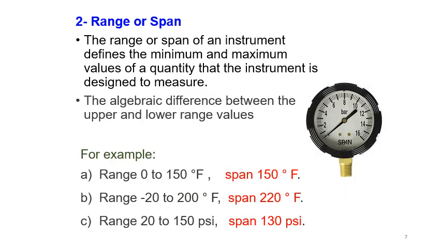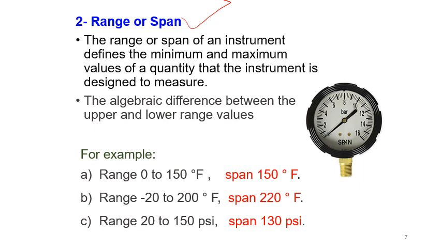Another element in the characteristics of instrument is the range or span. When we are going for a certain instrument, I need to evaluate its range. Because the range is an important parameter in evaluating error, or in deciding on the error, uncertainty, or many other parameters. What is the range or span?